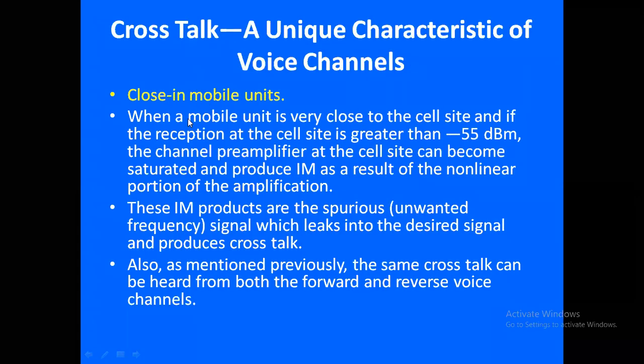Close in mobile unit. When a mobile unit is very close to the cell site, and if the reception at the cell site is greater than minus 55 dBm, the channel preamplifier at the cell site can become saturated and produce intermodulation as a result of the nonlinear portion of the amplification. These intermodulation products are spurious signals which leak into the desired signal and produce crosstalk.